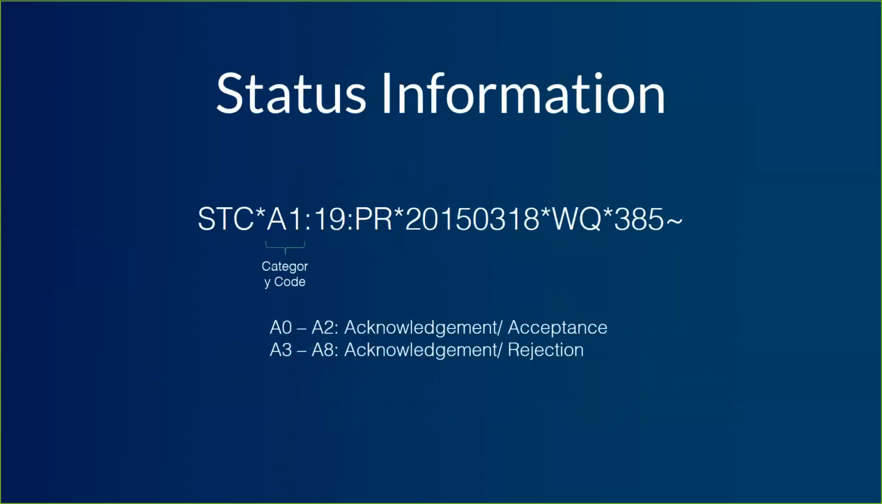Anything between A0 and A2 is some form of acknowledgement and acceptance. The file is going to continue processing. Just as a side note, there are some software systems that think that A0 is a rejection. It's actually not. It indicates that the claim is being forwarded to another entity. So if you get that, just let them know, and A0 is still an acceptance because the file is continuing to process.